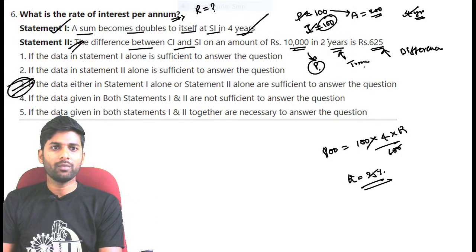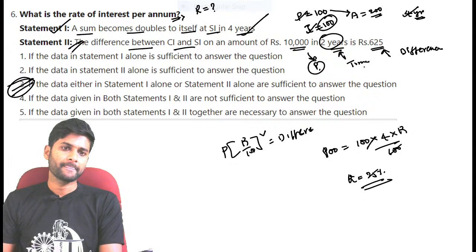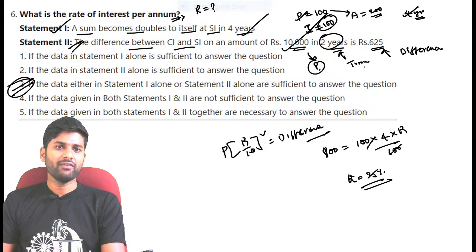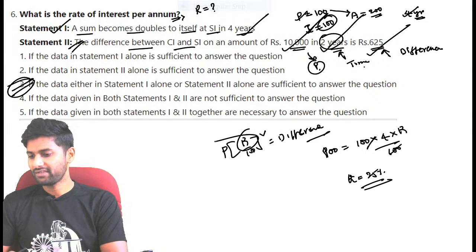Now, the formula for 2 years difference is P into (R by 100) whole square, exactly equal to the difference. Now see, here we have a P value, we have a T value, we have a difference value. Definitely you can get the R value.